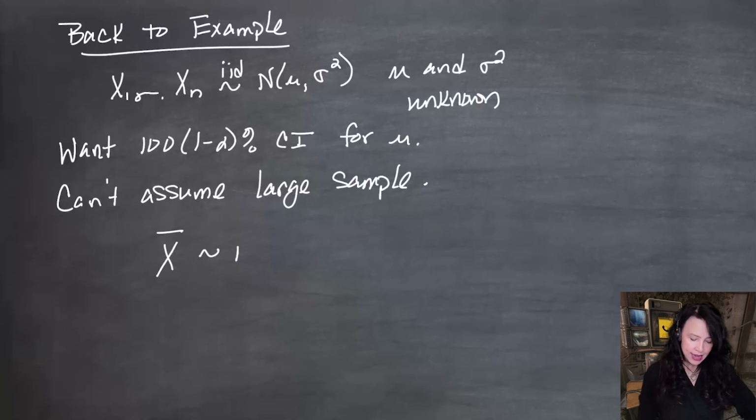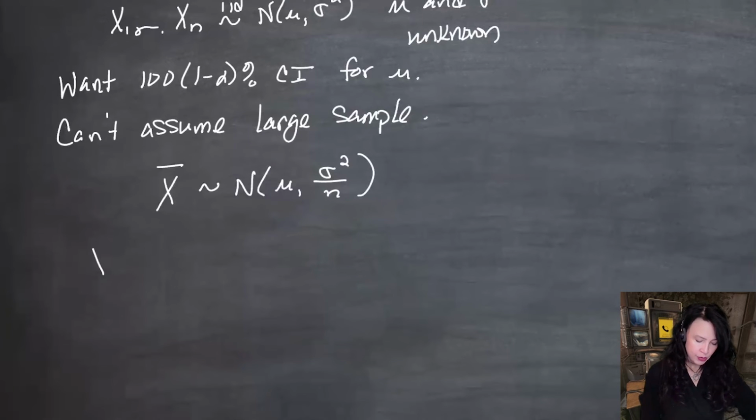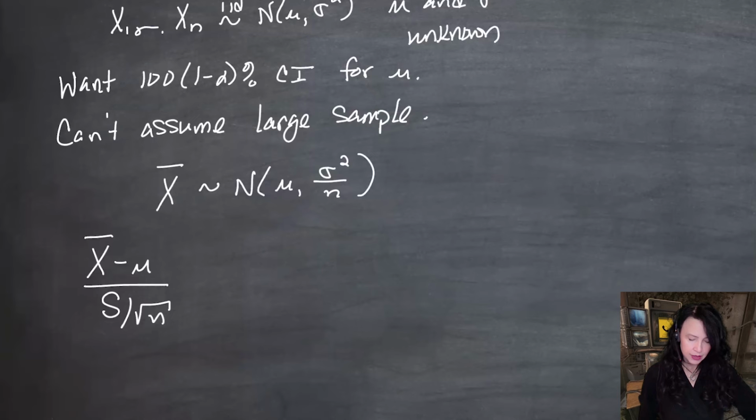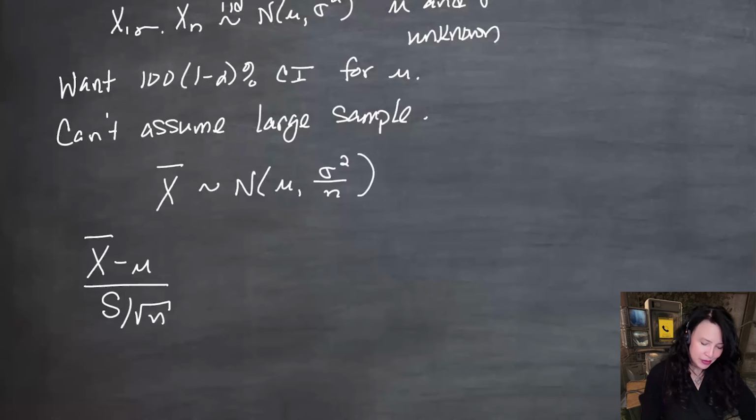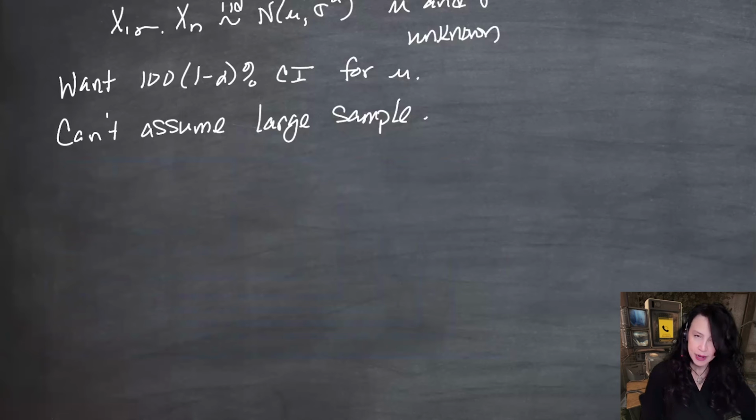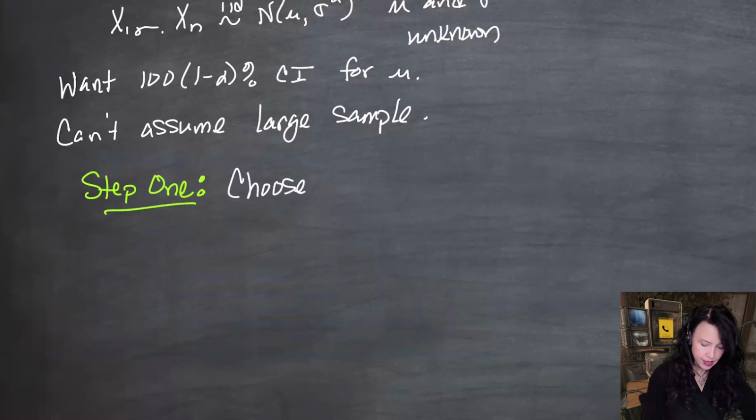But x bar has a normal distribution because we're starting normal, with mean mu and variance sigma squared over n. And we're going to start with x bar minus mu over S over the square root of n. You know what? Let me back up. I'm sorry about this. This is right, but I want to write out the steps. I haven't really delineated steps so far. So step 1 is going to be to choose a statistic to work with to make your confidence interval.